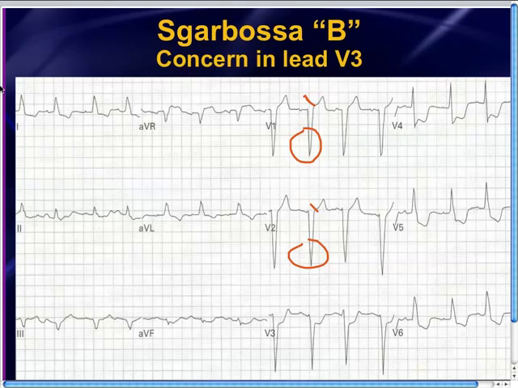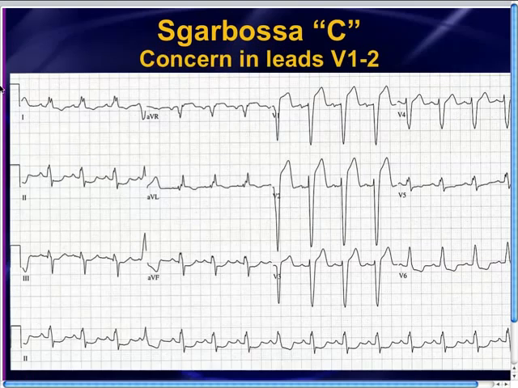But lead V3, QRS points downwards, and the J point is in the same direction. It's depressed also. That's bad. And this one lead buys this patient a ticket to the cath lab or a dose of thrombolytics according to the Scarbosa criteria. And by the way, with the Scarbosa criteria, you only need one lead. You don't need to have two contiguous leads to meet Scarbosa criteria. So lead V3 all by itself.